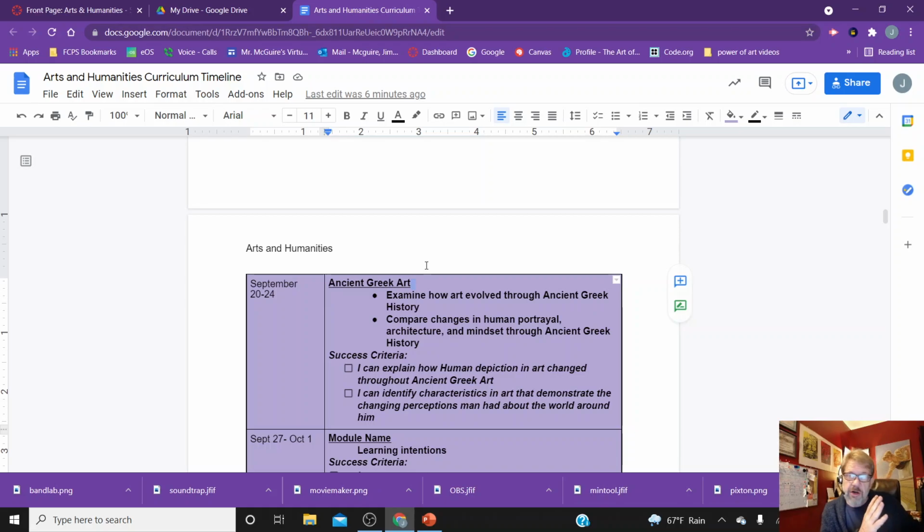Architecture, we're going to look at how architecture evolved again from those Egyptians into the early part of the Greek, and then we're going to continue next week looking at how it evolved throughout that early Greek history. And again, demonstrating an understanding of how those perceptions of man's place in the world around him changed.